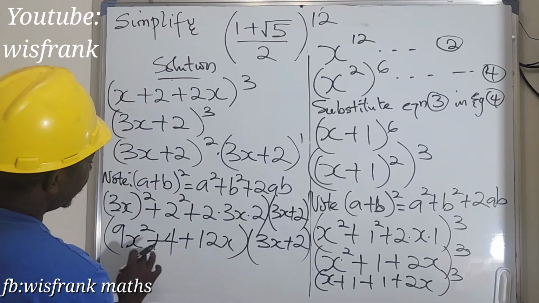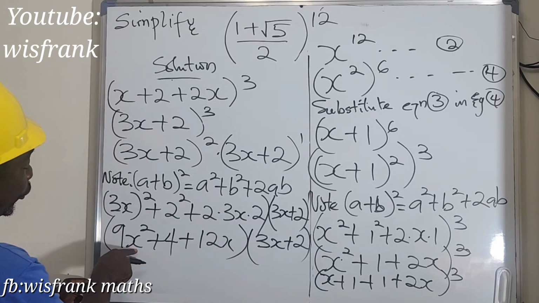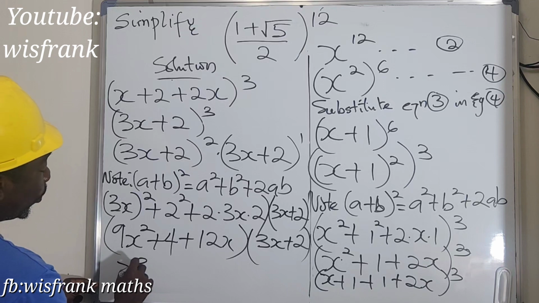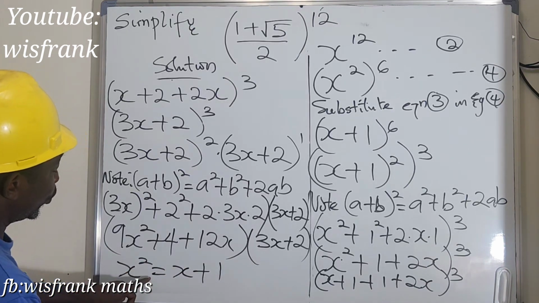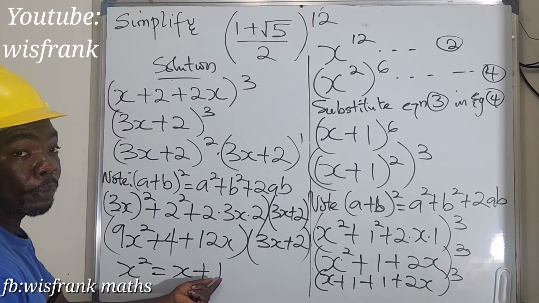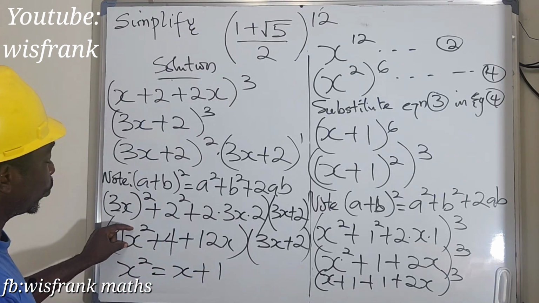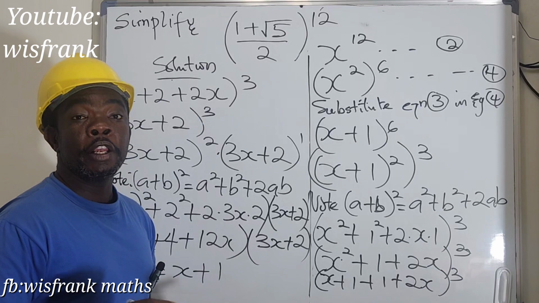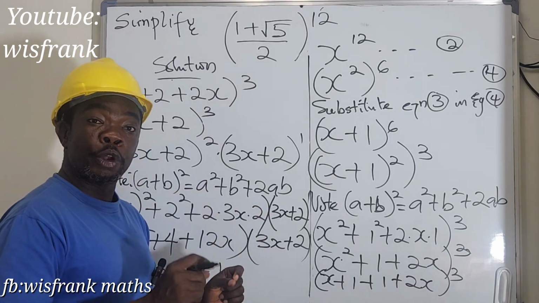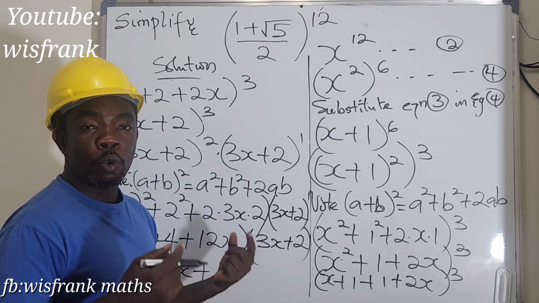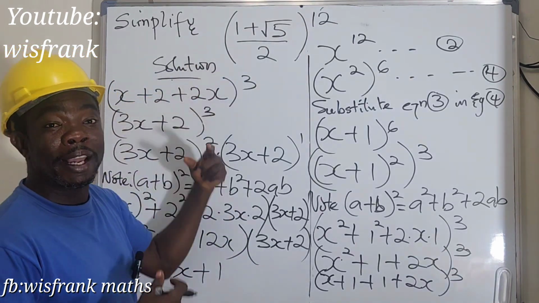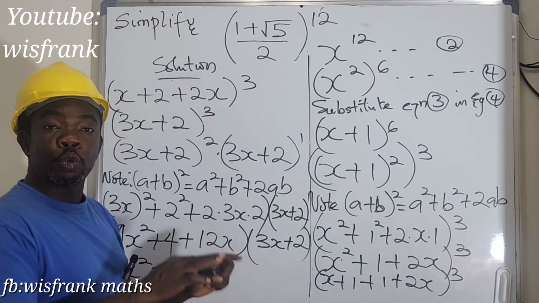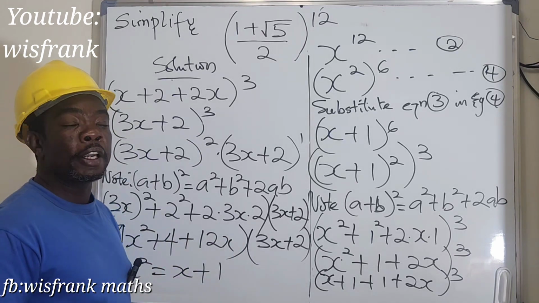So the next thing is for us to evaluate this by substituting for x squared, where x squared equals x plus 1. So we substitute x plus 1 into where we have x squared. All we are doing is simplifying. We don't want to find the value of x. What we are looking for is to put the value of x squared in, so that it will come down to the simplest form.